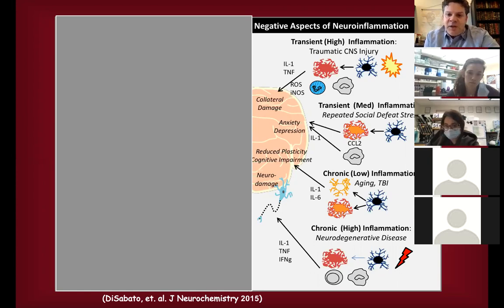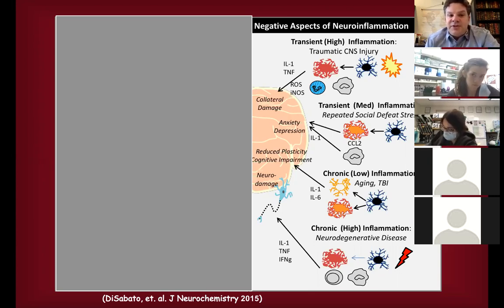Okay. We can also see this kind of transient inflammation induced by things like even a psychological stressor. This is something that Eric Wohleb hopefully will tell us more about. But in this example, we can see that this level of inflammation, especially when it turns chronic, can change behavior and is associated with things like anxiety and depression.